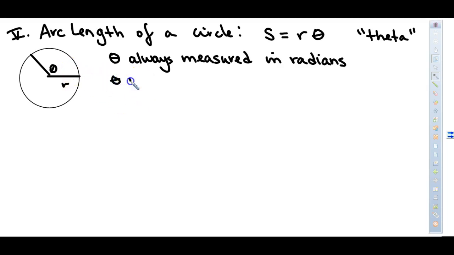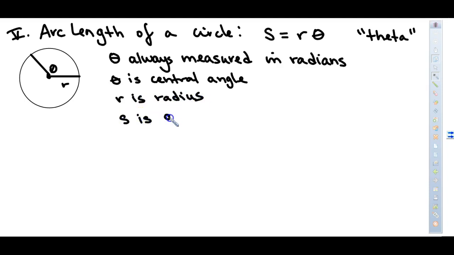Theta is your central angle. That's what we refer to as the central angle, because the vertex of that angle is at the center of the circle. And of course, R is your radius. And S is the arc length.